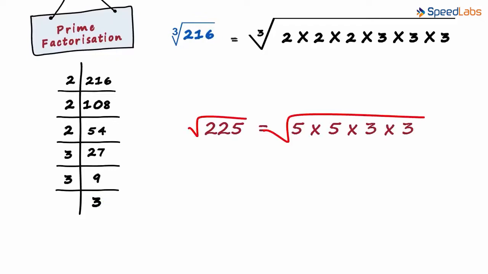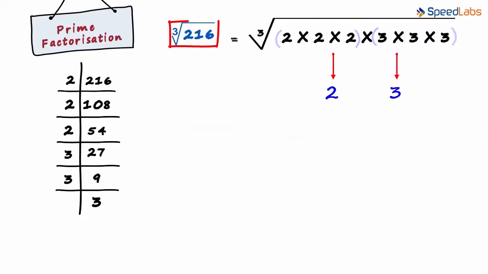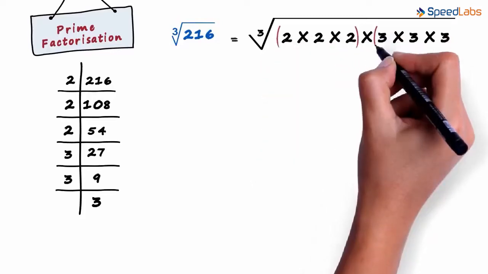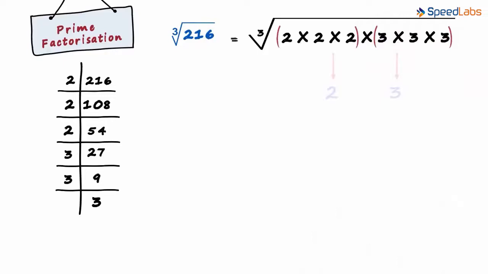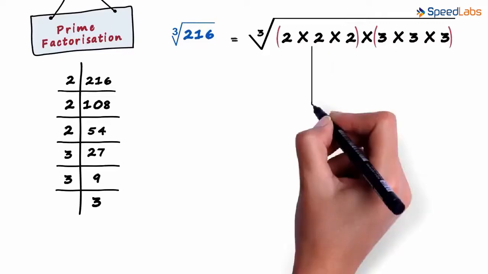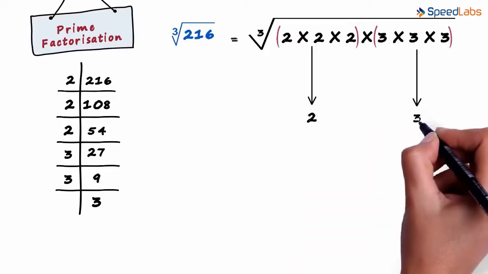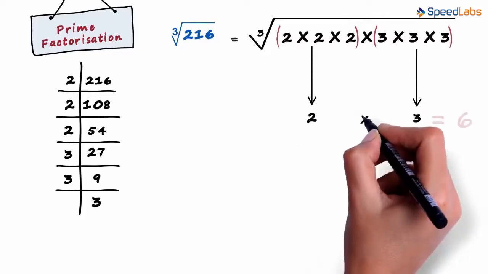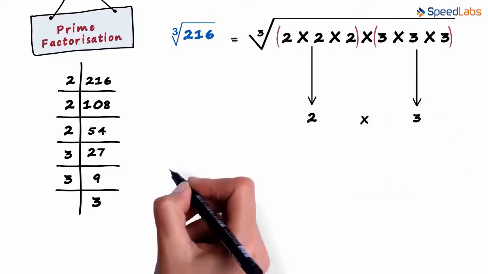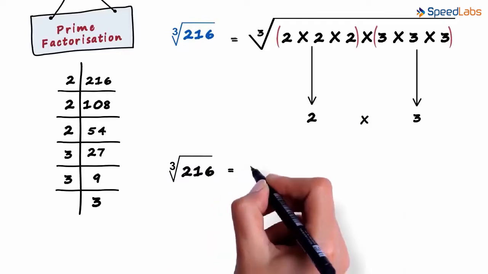If you remember correctly, in squares, we made pairs of same numbers and chose one from each group. In cubes, we make groups of 3 same numbers and again choose one from each group. Hence, to find cube root of 216, we group the 3 2's together and the 3 3's together. And from each group, we pick just one number and multiply them. So from the first group, we pick 2, and from the second group, we pick 3. And after we multiply them, we get 6. Hence, the cube root of 216 equals 6.